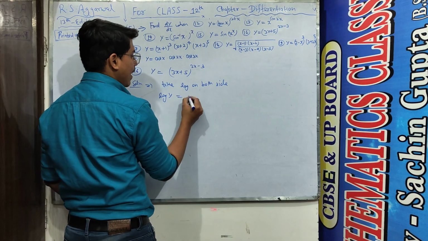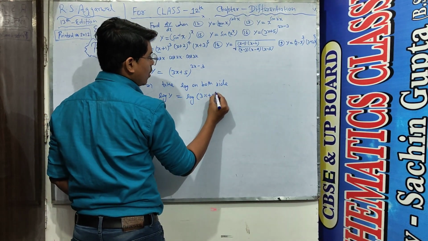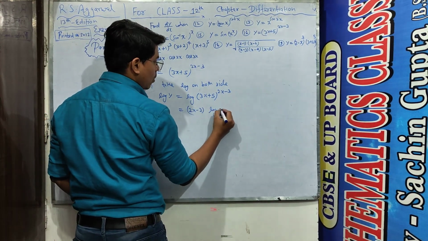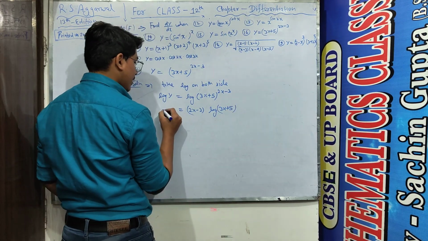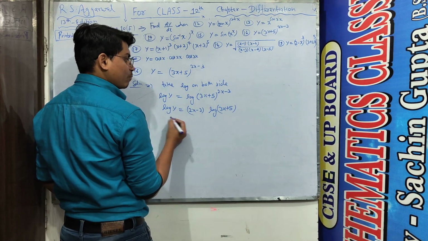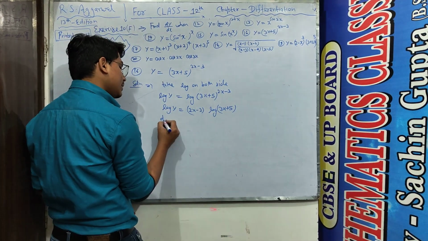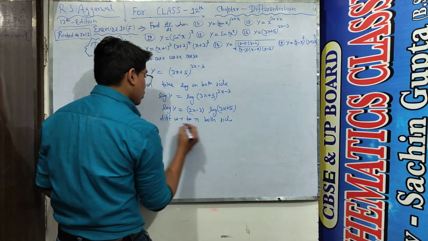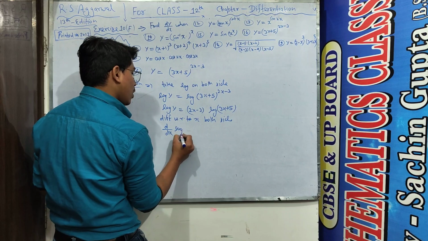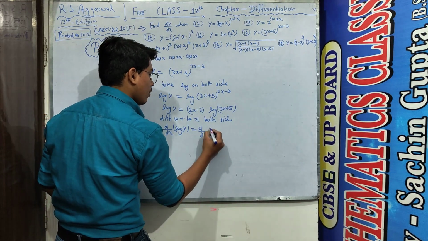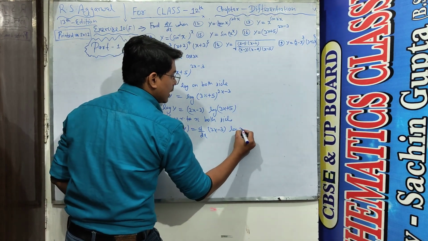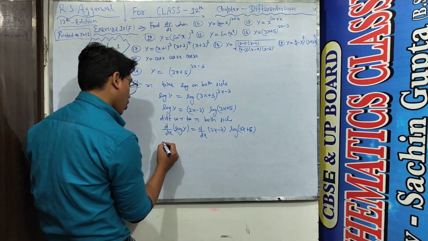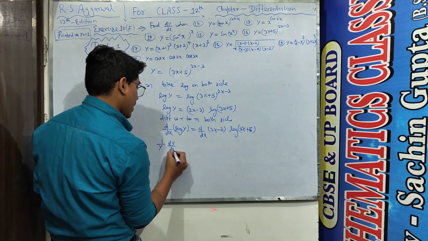So it becomes log y equals log of (3x plus 5) whole power (2x minus 3), and the 2x minus 3 comes out as a multiplication of log (3x plus 5), student. And I write log y as well, and I differentiate it with respect to x, both sides. So it becomes d by dx of log y and d by dx of (2x minus 3) log (3x plus 5), student. Now, student, I differentiate log y: 1 upon y, dy by dx.